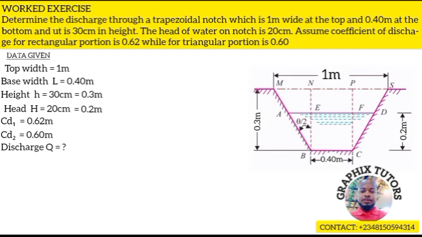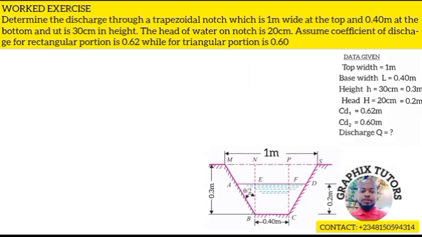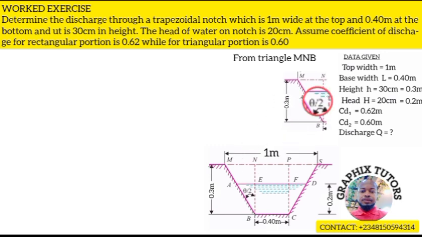So this is what we have here. What you do here is this. If you look at triangle MNB, if I bring it out, this is what I have here. The angle is theta over 2, right? So the height, we know it is 0.3 meter. Now, since we are looking for MN, the question is, what is MN? MN is unknown, but keep in mind that a trapezium is made up of two plane figures, a rectangle and a triangle.